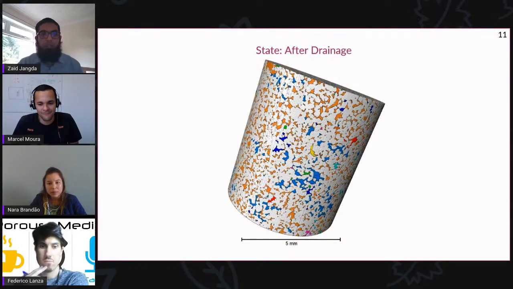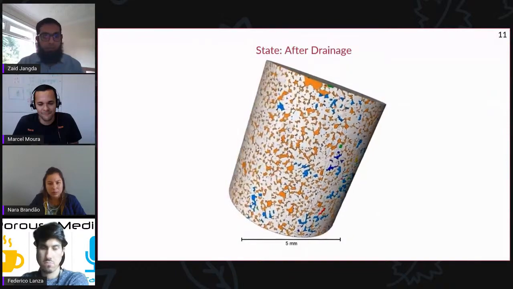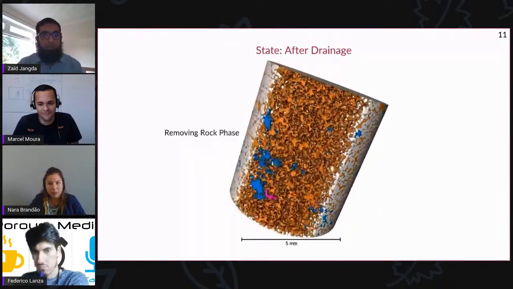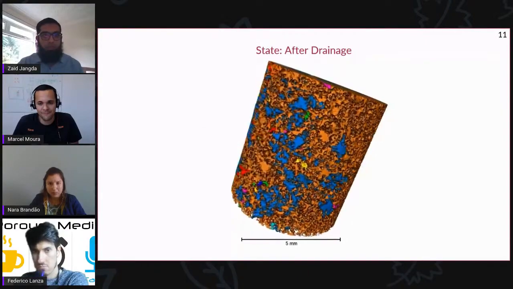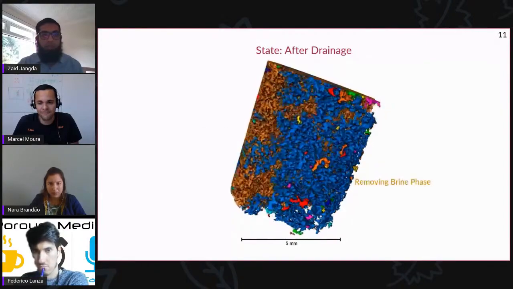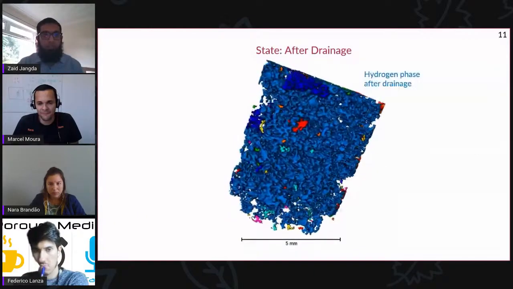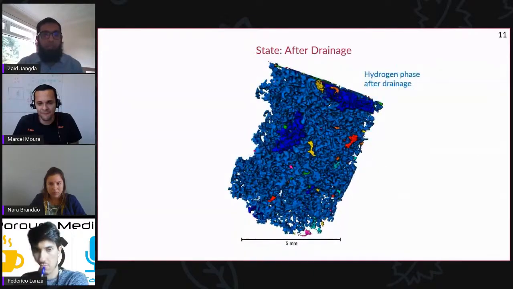So we have a state after drainage where we have injected hydrogen into a brine saturated sandstone. And we have all three layers shown here. Once we remove the rock phase, we have the hydrogen and the brine. And if we just remove the brine phase, we see the hydrogen phase after drainage. Here we see that most of the hydrogen is in a single connected ganglion and occupies the larger pore space, which is not visible here, but we can see it in the analysis. But it is mostly connected. And this was for both of our drainage cycles.